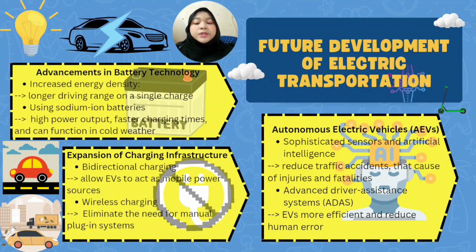The second one would be Advanced Driver Assistance System, or ADAS. This would make the electric vehicles more efficient and reduce human error, such as losing focus while driving, exceeding speed limits, and driving under the influence of alcohol and drugs.